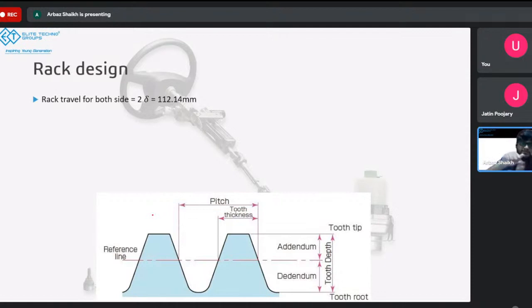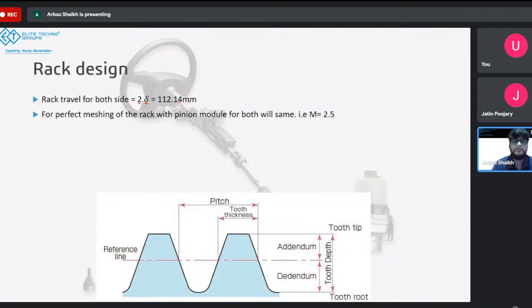If you turn on one side, that much travel is required. But if you turn from the center to the other side as well, that's the rack travel required on both sides. So that can be calculated by multiplying the rack travel by 2, and that comes out to be 112.14 mm.